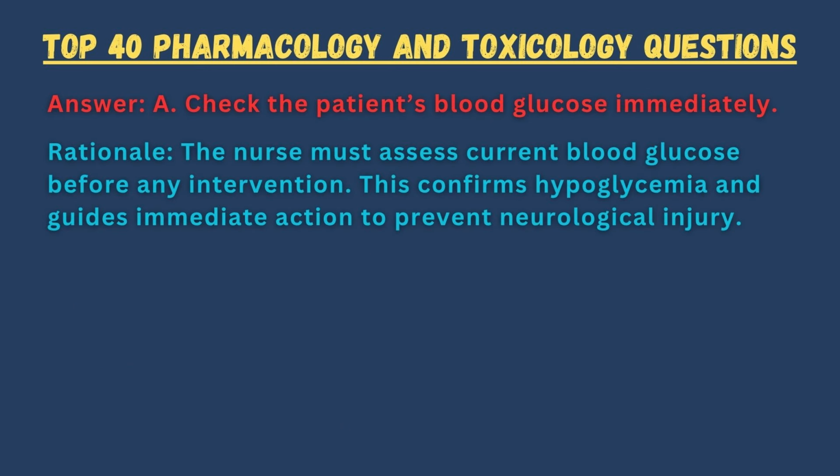Answer: A. Check the patient's blood glucose immediately. Rationale: the nurse must assess current blood glucose before any intervention. This confirms hypoglycemia and guides immediate action to prevent neurological injury.